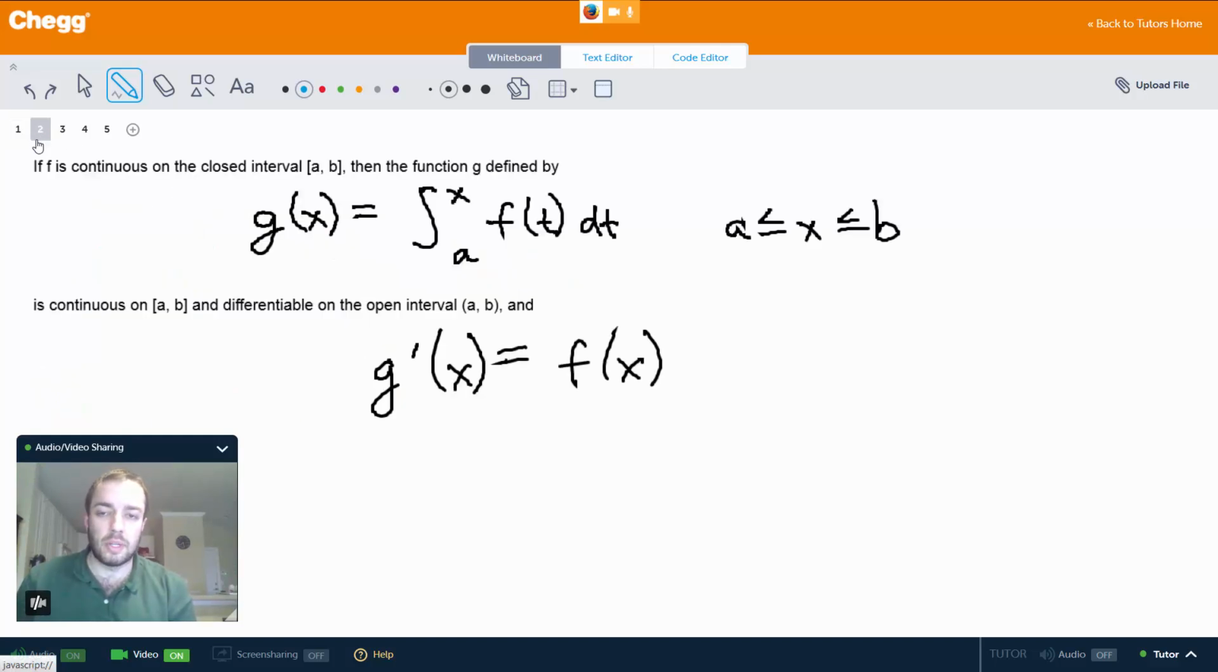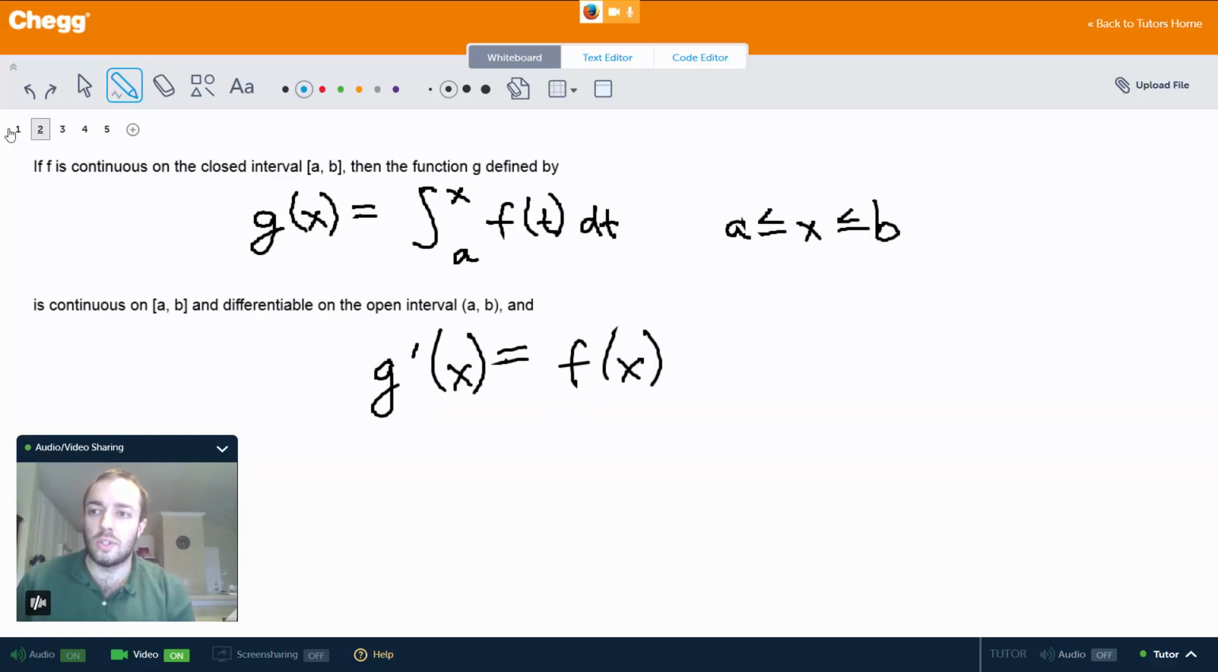The second fundamental theorem of calculus says, if f is a continuous function on the closed interval from a to b, then the function g defined by g of x equals the integral from a to x of f of t dt, where x is between a and b inclusive. This function g is continuous on the closed interval from a to b and differentiable on the open interval from a to b, and it's actually true that g prime of x equals f of x.